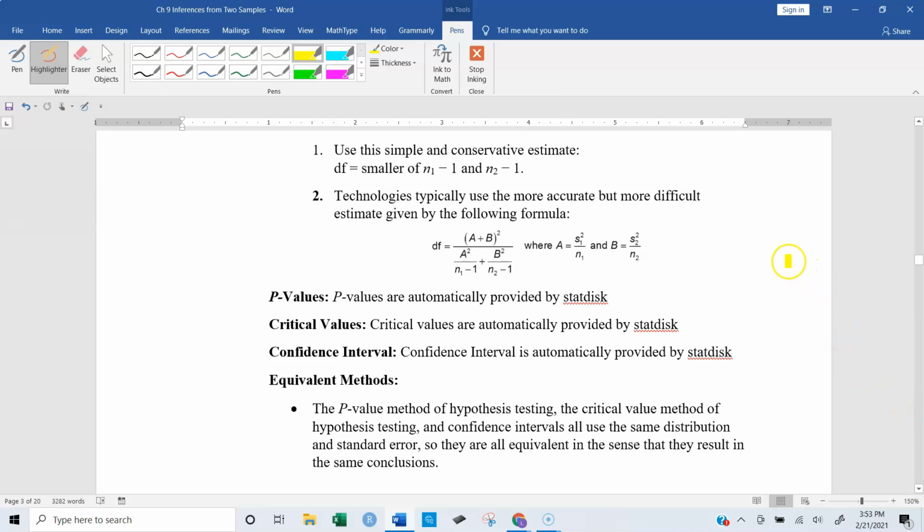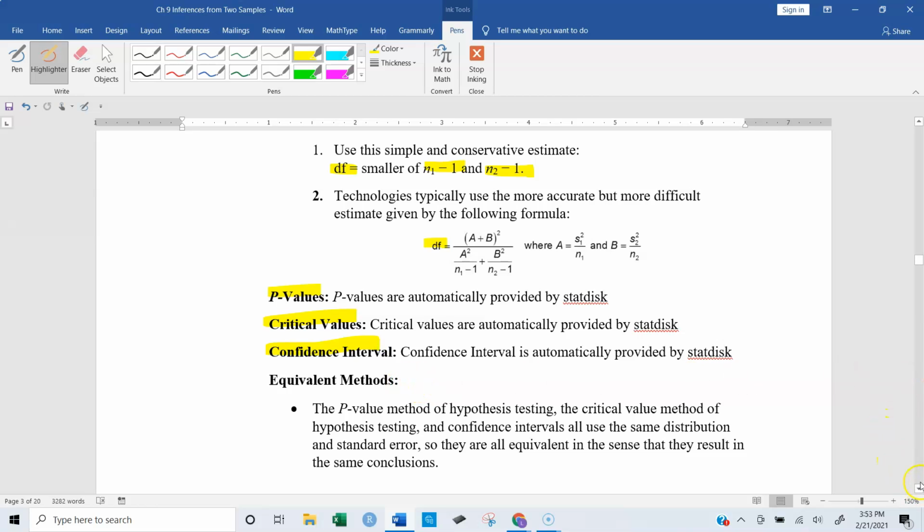Degrees of freedom is the same. It's n1 minus 1 and n2 minus 1. They will both have their individual degrees of freedom, and we use the smaller of the two. With technology, the degrees of freedom has this great big calculation. We will not be using that. We'll let technology do it for us, or if we have to do it by hand, we will do the smaller of the two. The p-value, critical value, and confidence interval will all be found by StatDisk.